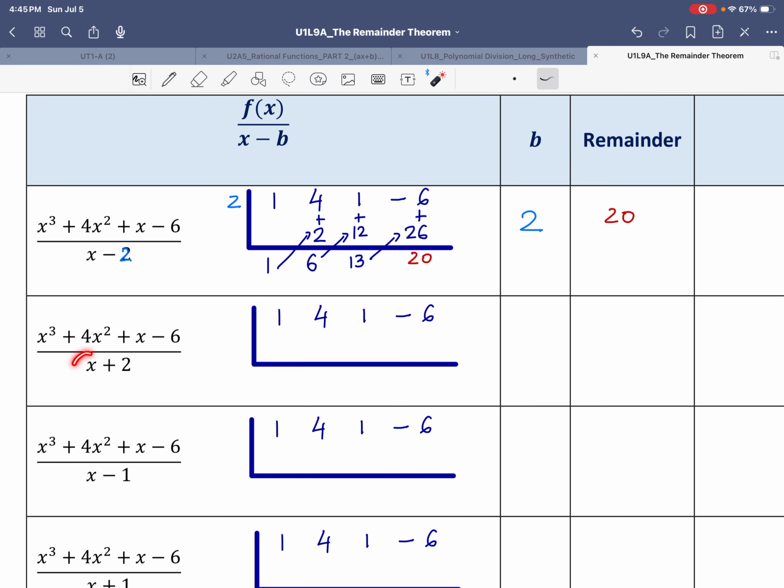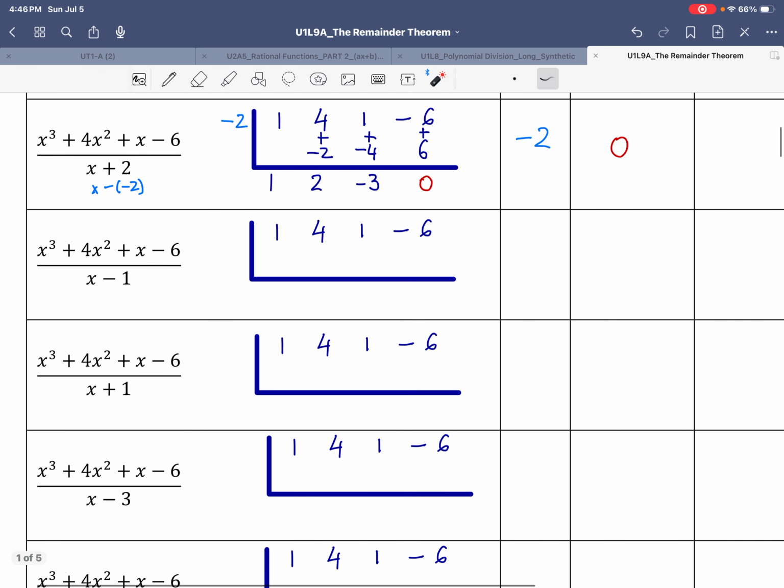Next we're dividing by x plus 2, which means that the value of b is negative 2, since it's x minus negative 2. So we'll write negative 2 here, the value of b, start the division, and bring 1 down. 1 times negative 2 is negative 2. Add: 4 plus negative 2 is 2. Multiply 2 by negative 2 is negative 4. Add again, negative 3. Negative 3 times negative 2 is positive 6. Add again, we get a remainder of 0. So we'll write that down.